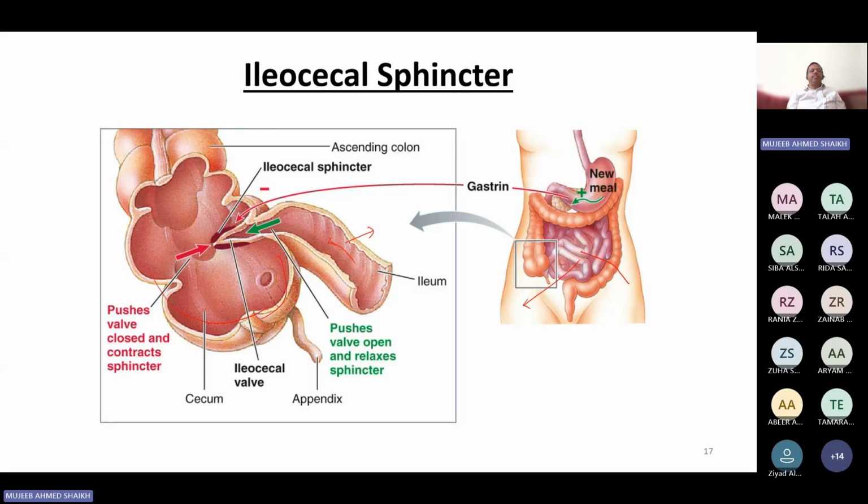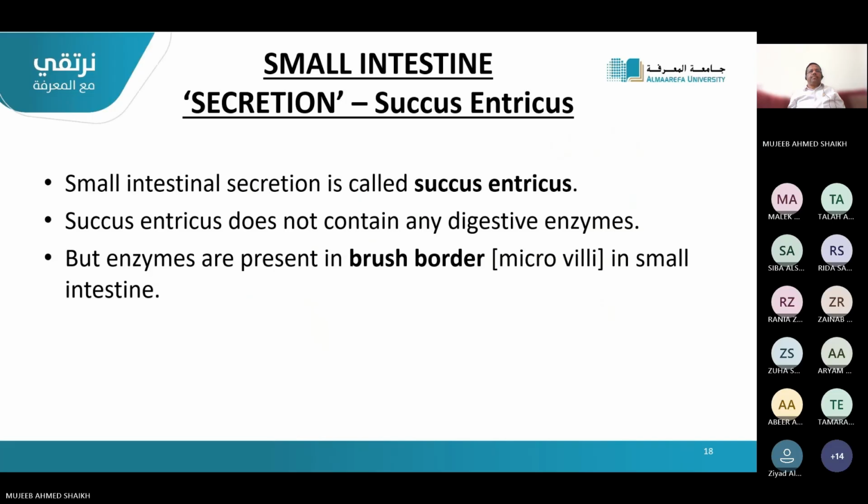It is open into the cecum. This is called the ileocecal sphincter. When food is pushed, stretching will occur, so neural stimulation will be there. Plus gastrin will be released from here and can act on the ileocecal sphincter. So both factors, gastrin plus neural stimulation, can lead to opening of the ileocecal sphincter.